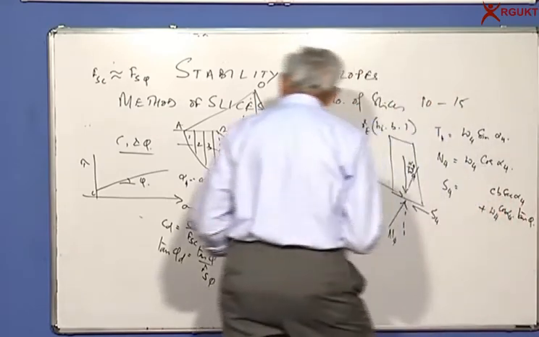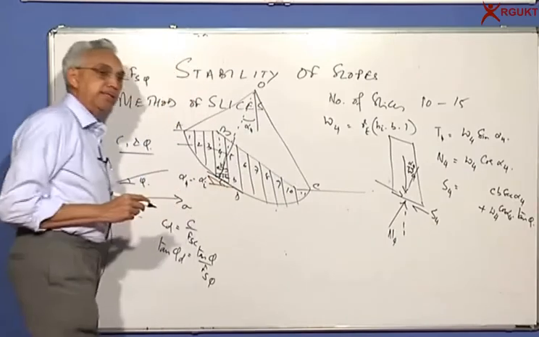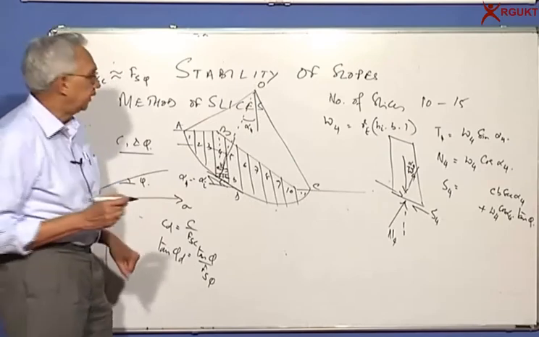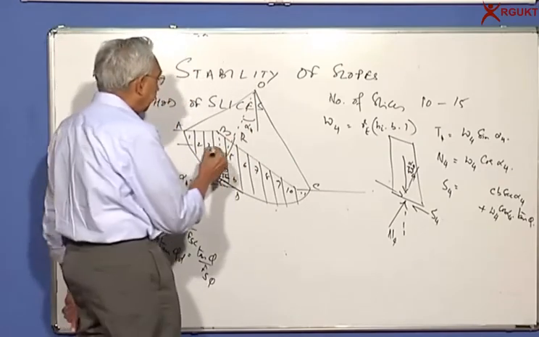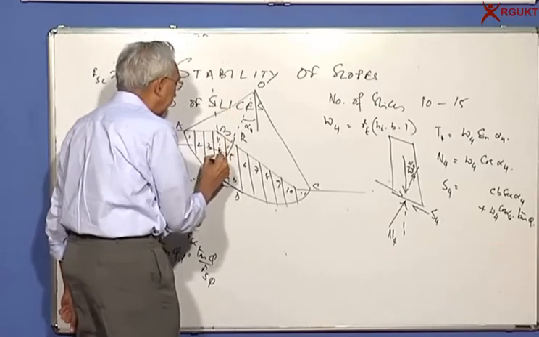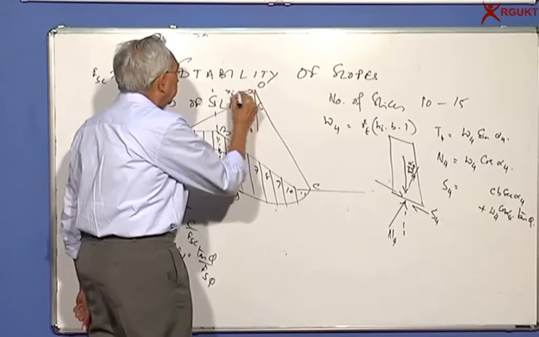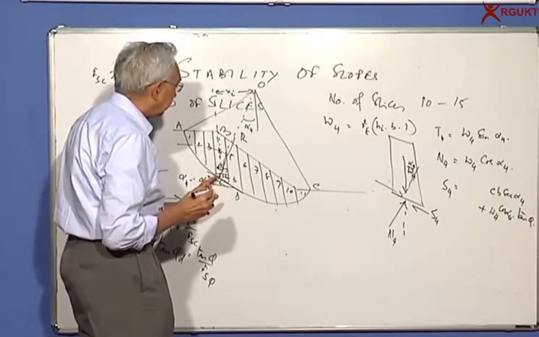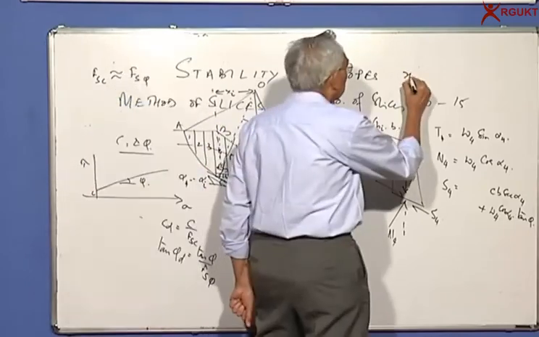And you agree that this force is tangential to the circle, so it will be perpendicular to the radius. So the radial distance is r, and then the centroid of the slice will be at a distance x i, and you also know, very easy to find out, x i is nothing but r sine alpha i.